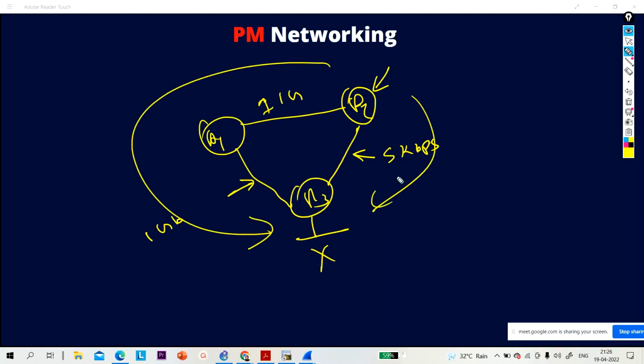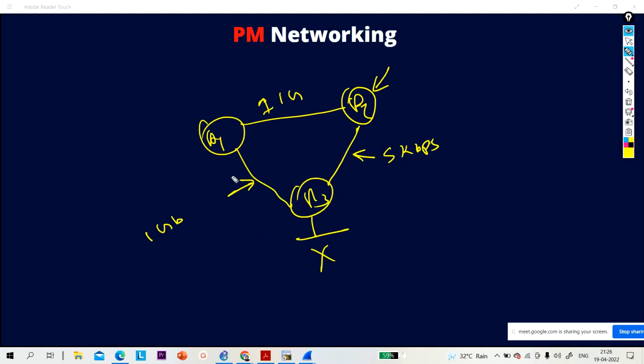Which path is best? Theoretically, according to RIP, this path is the best path. But according to you, which path is best? This path should be the best path, right? It's the fastest. Yes.